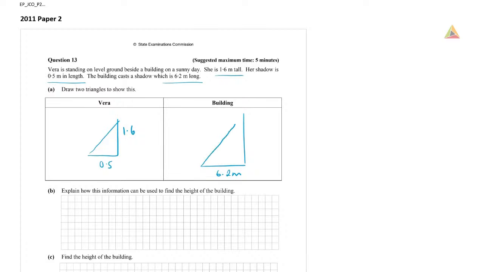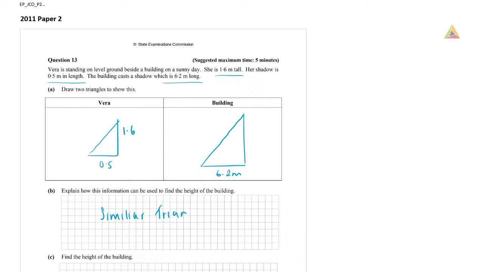And that's all the information that we're given. Explain how this information can be used to find the height of the building. Now we can use the fact that they're similar triangles to find the height of the building. So I'm going to go with that one. So the fact that they're similar triangles.